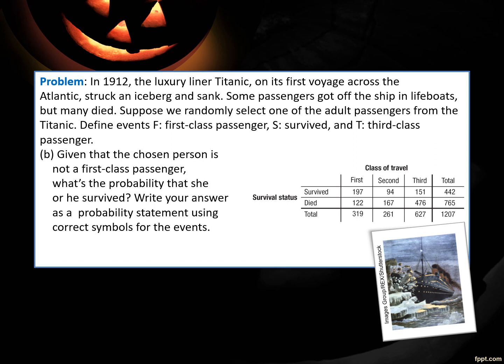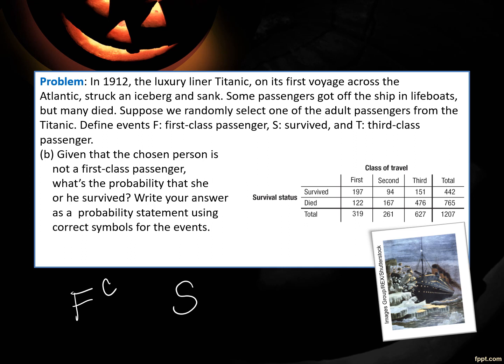So I'm looking for not first class. The way that I write not first class is I say first class's complement. And the probability that she survived, I'm going to use the S word for survived. So first class passenger complement, so not a first class passenger. Given that the chosen person was not a first class passenger, what's the probability that he or she survived?